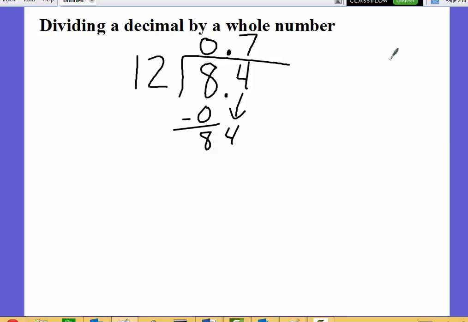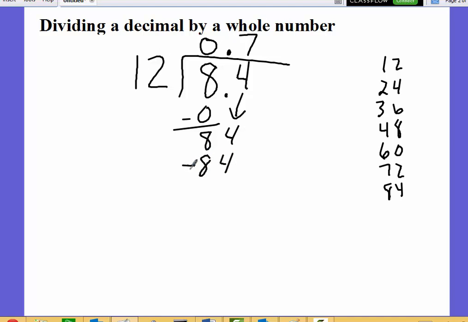If you don't, you might want to make a list on the side of your multiples of 12. So 12, 24, 36, 48, 60, 72, 84, and then you can count 1, 2, 3, 4, 5, 6, 7. There's 7 groups. So I multiply 7 times 12, subtract, and there's nothing left to bring down. So here is my final answer, 0.7 or 7/10.